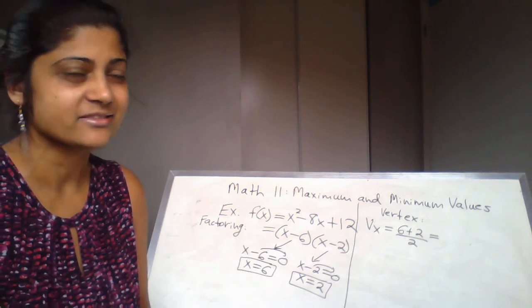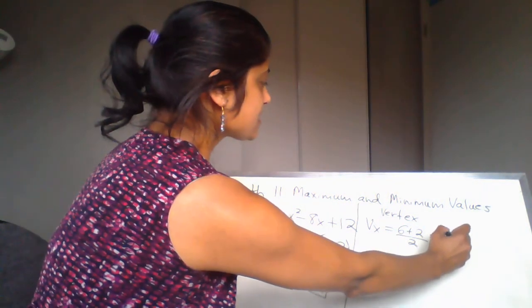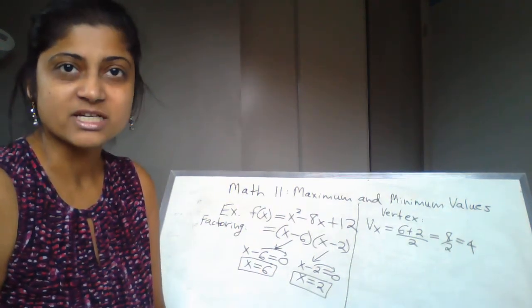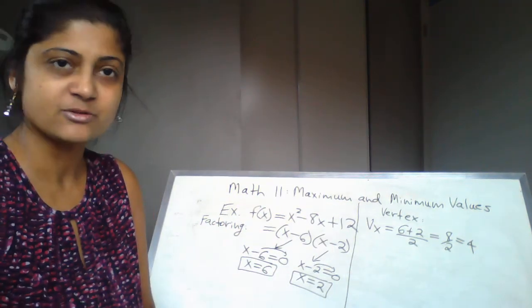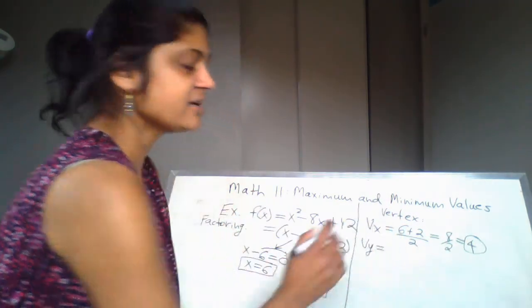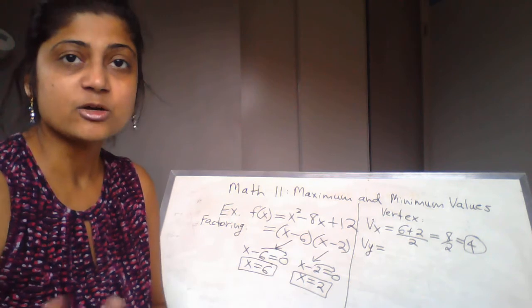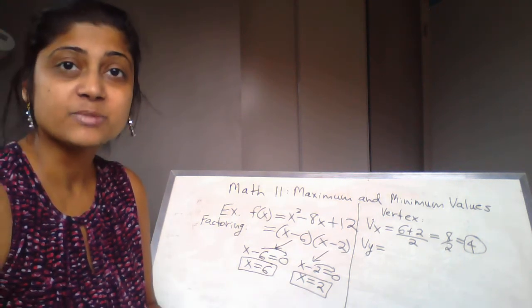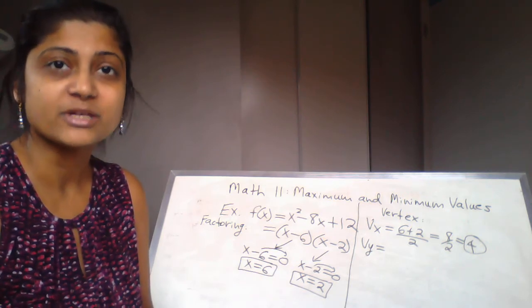So the nearest 10th. Here we are doing 6 plus 2, so 8 divided by 2. And the x point of the vertex is equal to 4. Does everyone see that? Let's circle it. And then we're going to find, again, the y point of the vertex. How you find the y point is you're going to take the x point of the vertex and plug it back into the original equation.